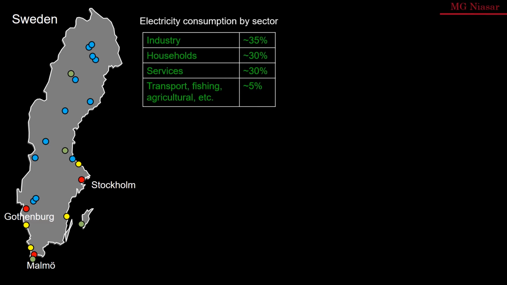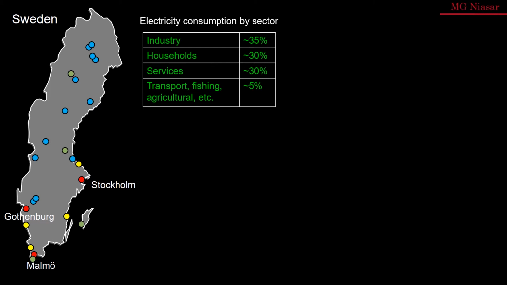If you look at electricity consumption by sector, we see that industry, households, and services are the major consumers of electricity, and these are present in a city. So we can say that large cities are the major consumers of electricity.